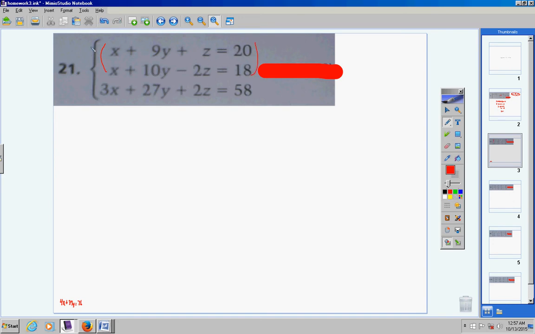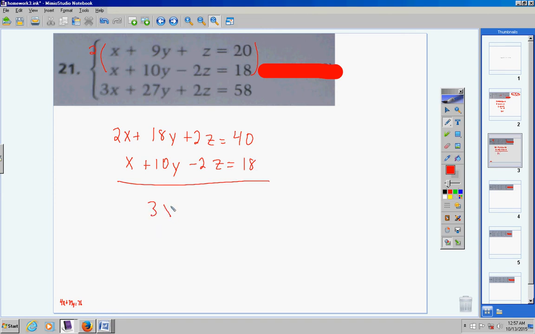I'm going to multiply the top equation by 2. So 2 times x is 2x, 2 times 9 is 18, and 2 times z is 2z. Also, don't forget to multiply the 2 times the 20, which is 40. Now, bring down your second equation, which is x positive 10y negative 2z equals 18. And let's combine these two, and we're left with 3x positive 28y equals 58.